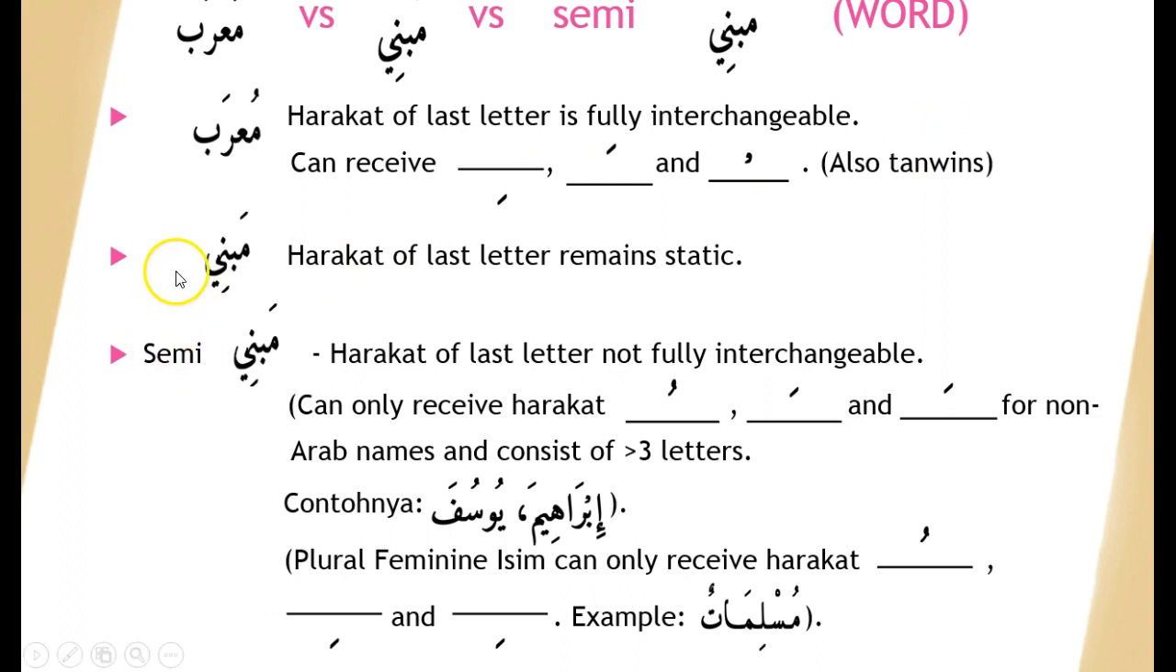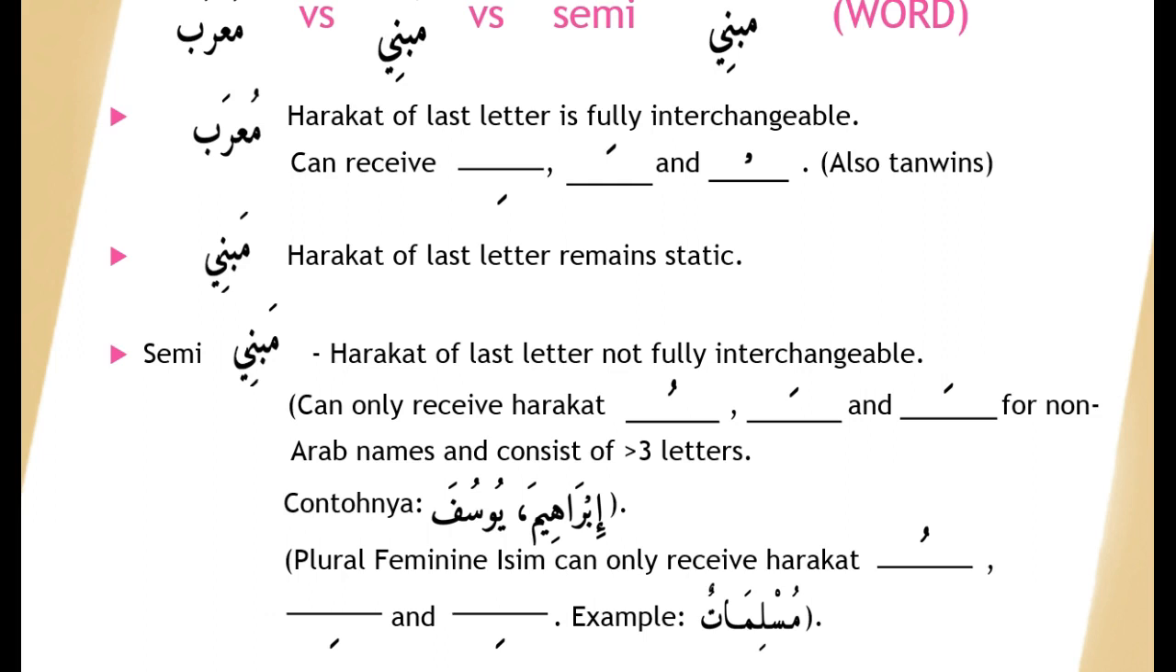Then the second type of words are called mabni, meaning the harakat of the last letter remains static. It will not change, regardless of whether it's in the object position, the subject position, or the possessive position. This is called mabni. And the last part is the semi-mabni, meaning the harakat of the last letter is not fully interchangeable. Some words can only receive the dhamma and fatha. They cannot receive the kasra because of certain conditions.